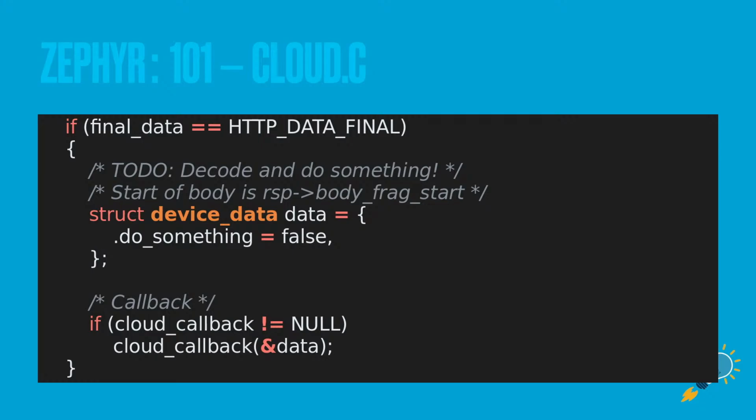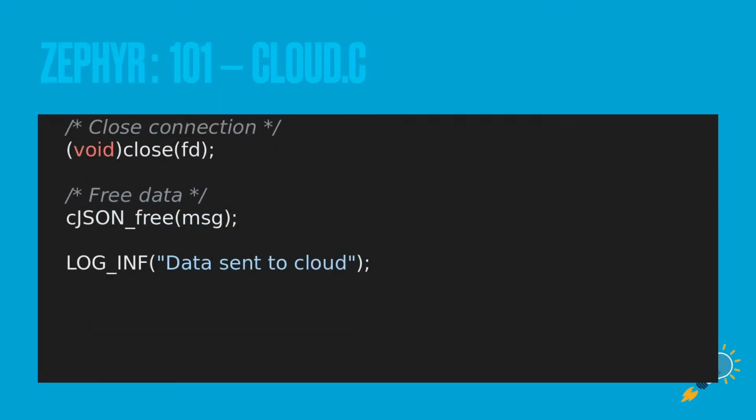And the way you do that is the response actually provides a pointer to the beginning of the body fragment, or where the body is, and you can essentially decode that from that particular starting point. In this case, because it could be anything, I'm just putting a generic device data. I'm setting it to false, and then as long as the cloud callback is defined, I'm just putting that data into it. And that's the same callback that I showed earlier that's actually being invoked in the main function.